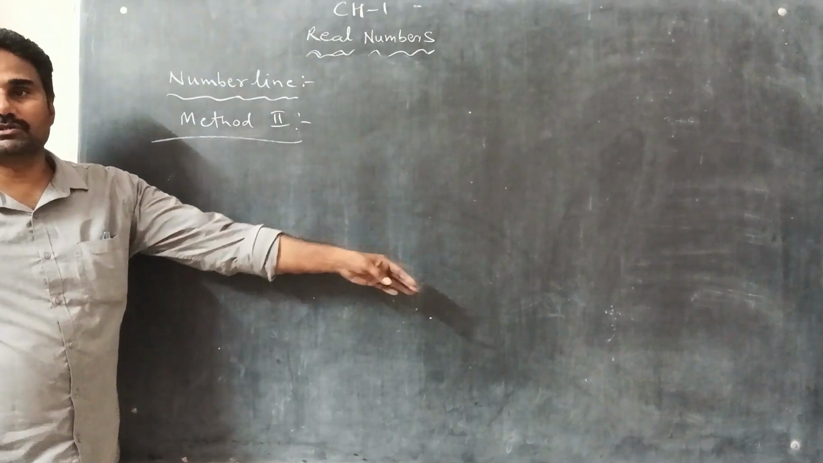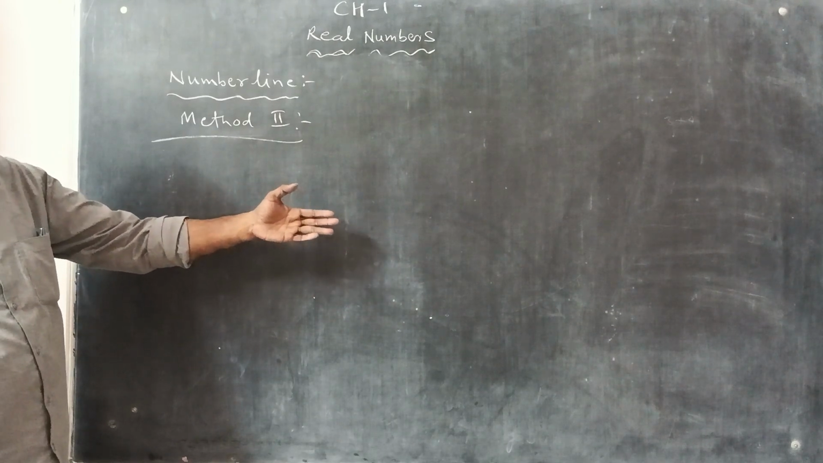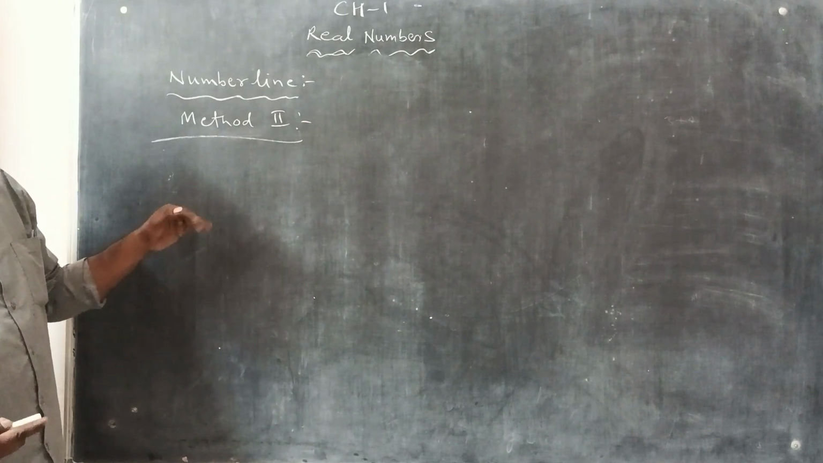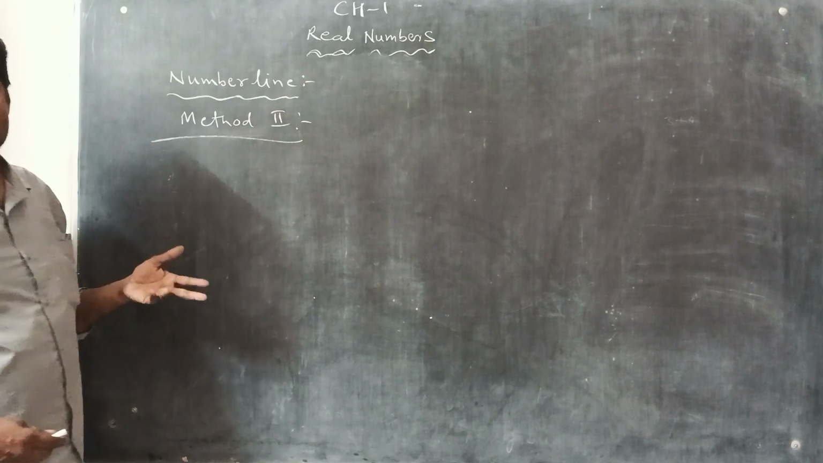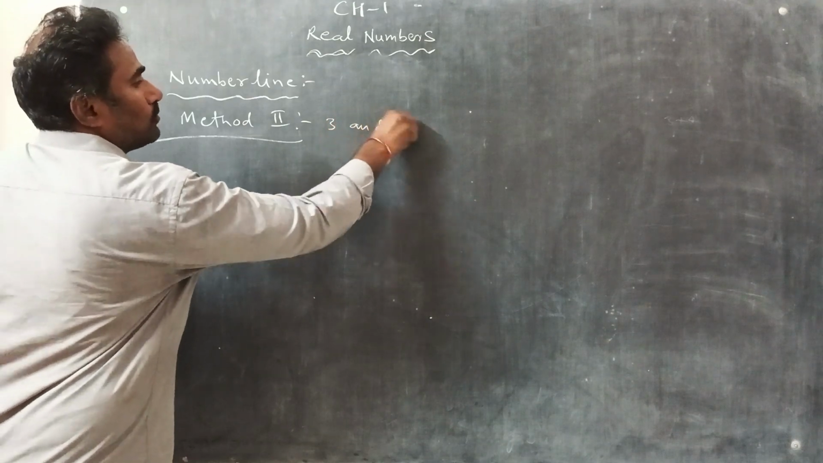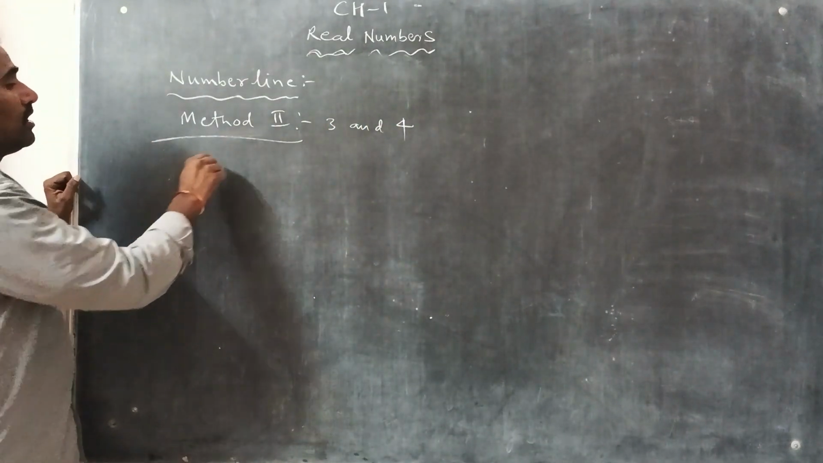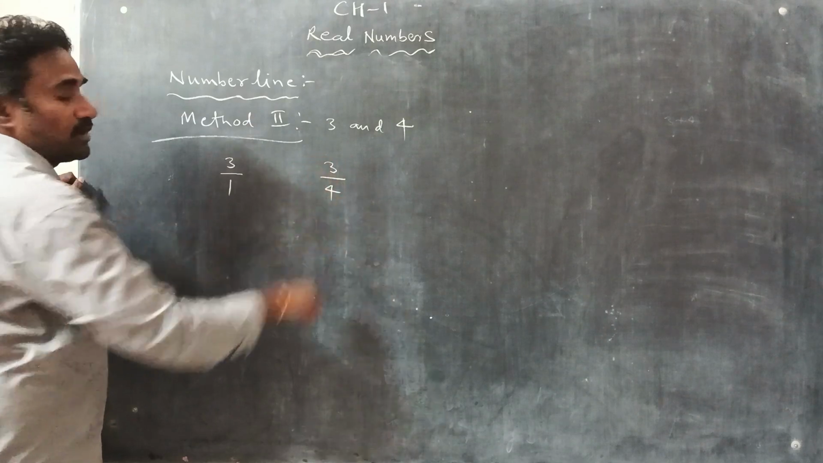We discussed in the class the mean method, but the mean method is time-taking. So now we use the equivalent fractions method. You want to find numbers between 3 and 4. I can write 3 by 1 and 4 by 1.